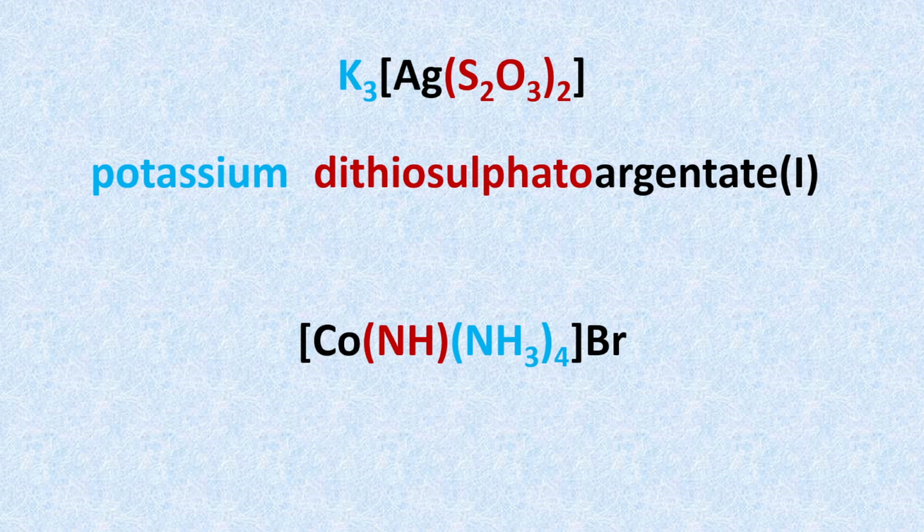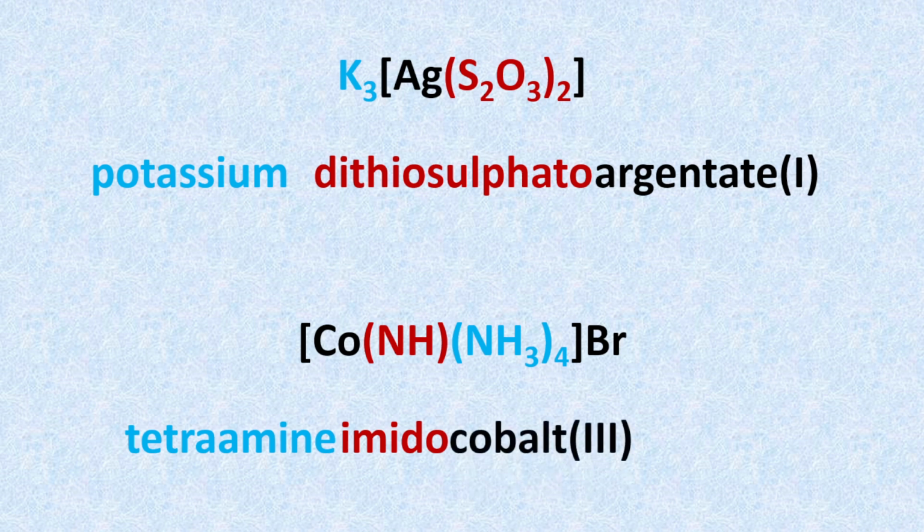In the second complex, there are two ligands, imide and amine. So, alphabetically, amine will be written first. So, tetraamine imido. Imido carries -2 charges and bromide carries -1 charge. Therefore, the oxidation state of cobalt is +3. Cobalt 3 bromide. As bromide is outside the coordination sphere, its name remains the same.